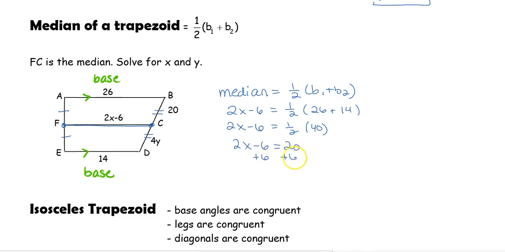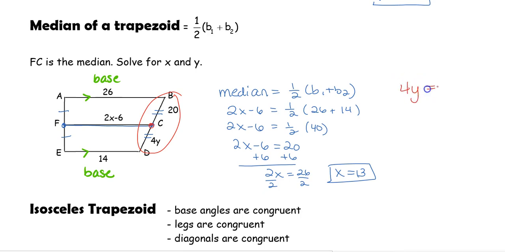We move the 6 over. 2x is equal to 26. We divide by 2, and we find that x is going to be equal to 13. But we're not done yet. We also wanted to solve for y. Now, because C is the midpoint, that means that these two segments are going to be congruent, so to solve for y, we do 4y equals 20. We've got two congruent segments. Remember, if we set something equal, that means they have the same length, which is going to leave us with y being equal to 5.